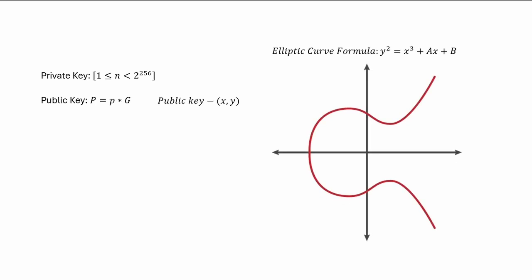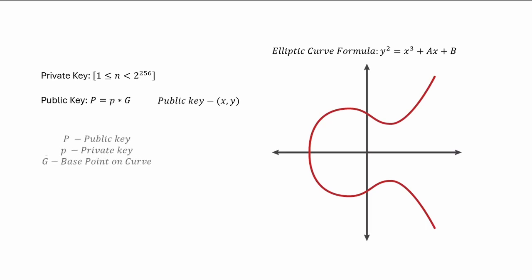The private key is a randomly generated number in the range of 1 to 2 to the power of 256. The public key corresponding to the generated private key is a point on an elliptic curve which is obtained using the formula seen on screen. The parameters a and b seen in it are chosen arbitrarily and they affect the complexity of the related calculations.